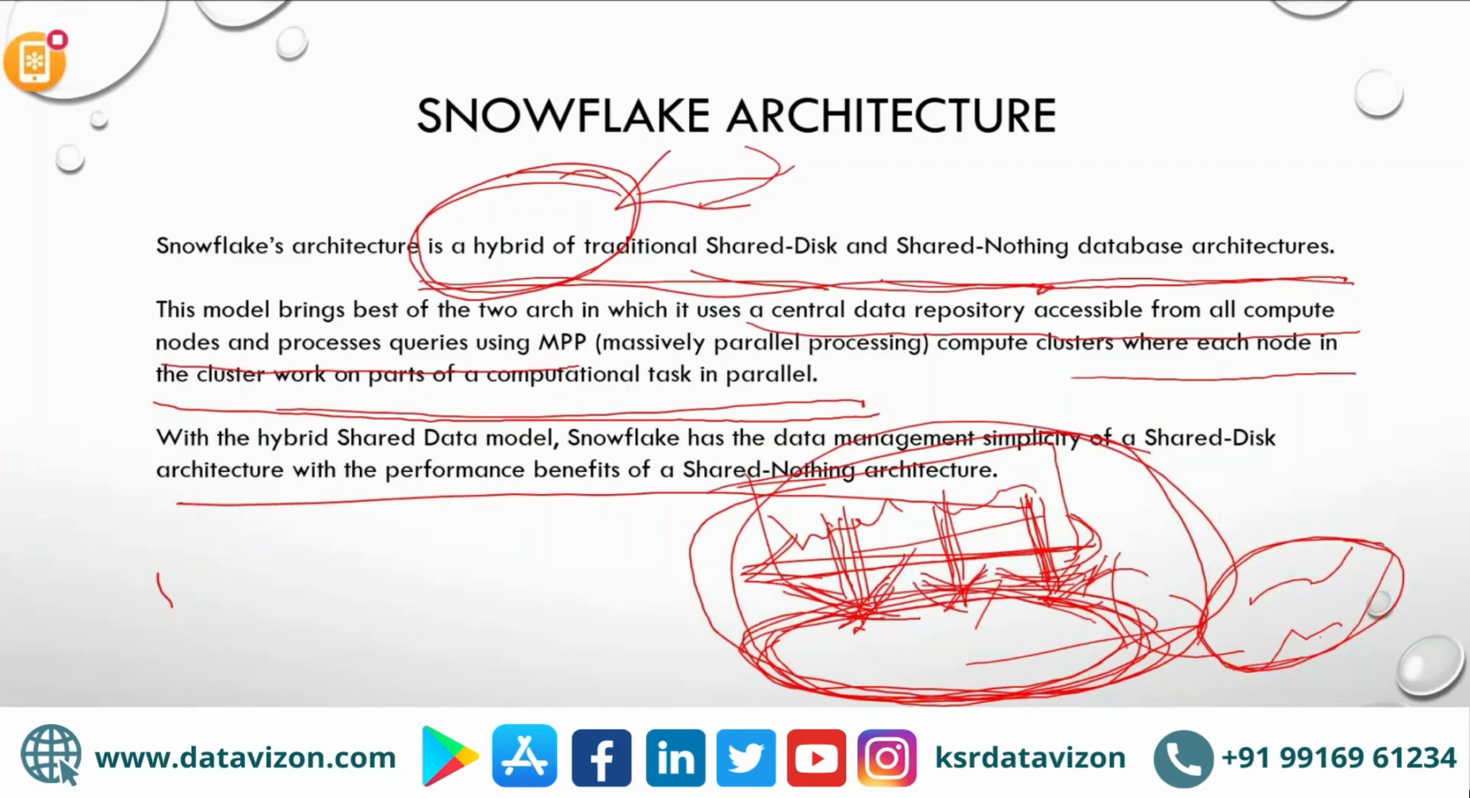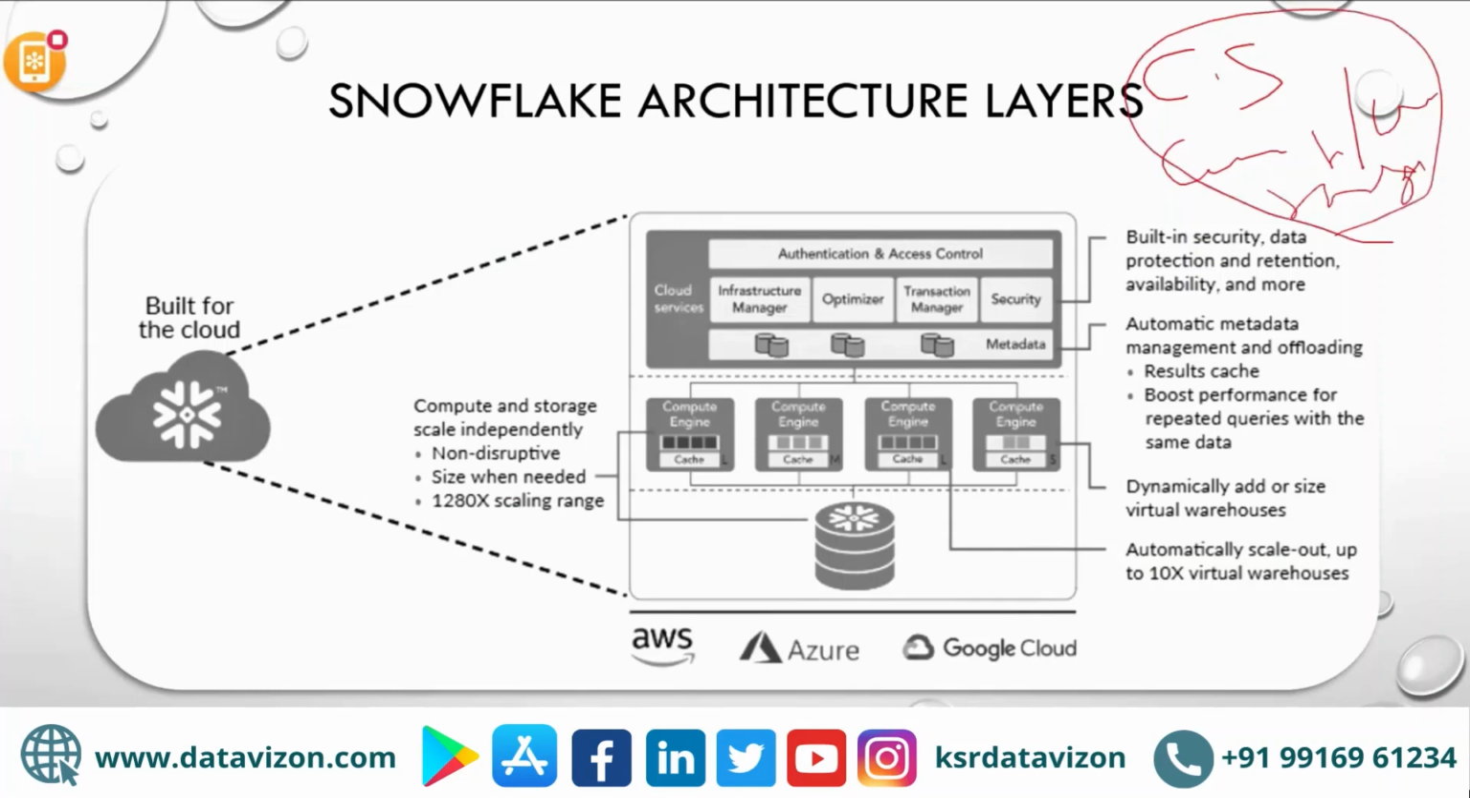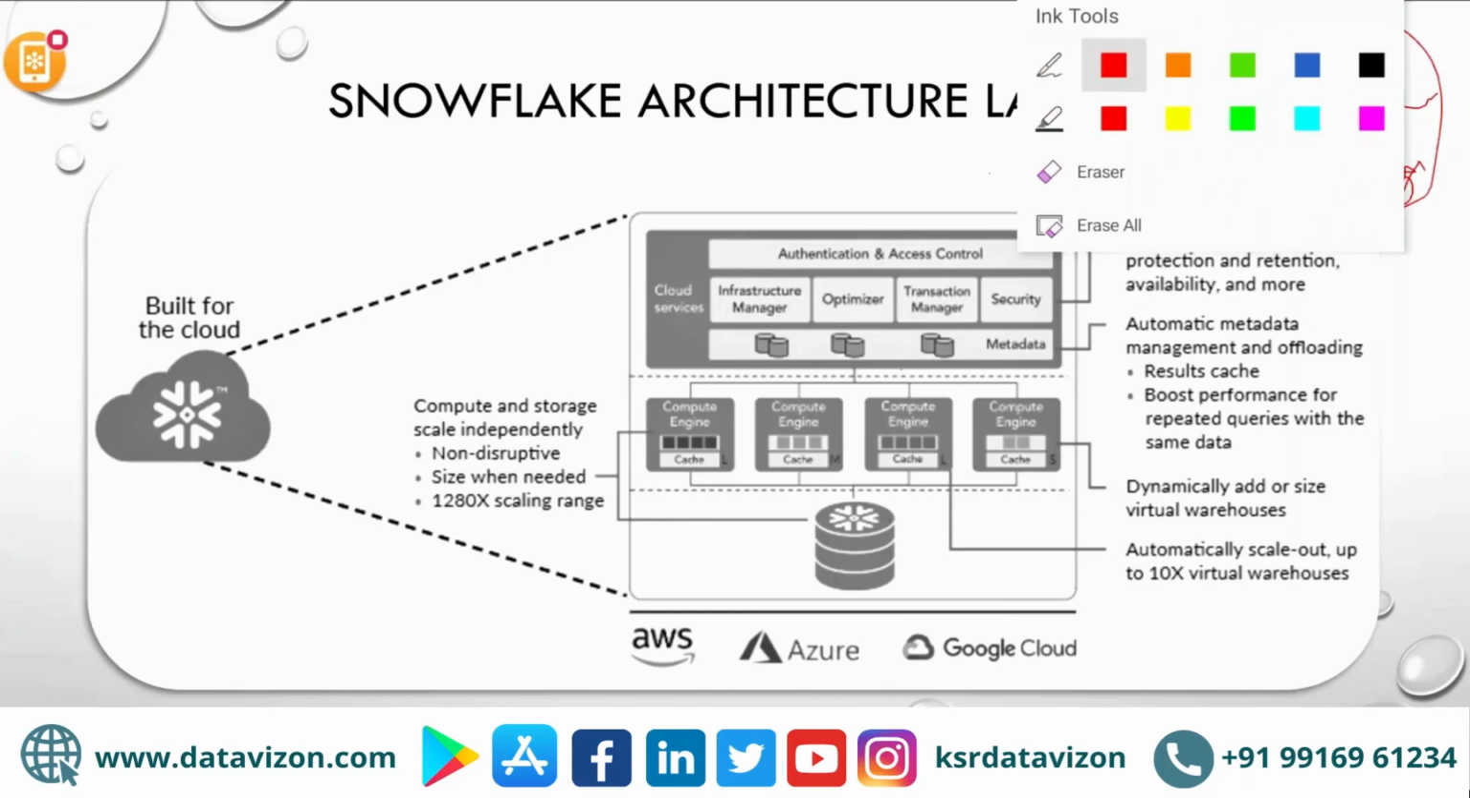Let's look at the architecture layers now. These are the three architecture layers we have in Snowflake. Majorly we have cloud services, the first layer, the second layer is compute or warehouses, and the last layer is the storage layer. These are the three major layers we have in Snowflake.